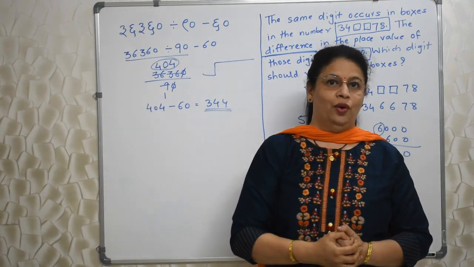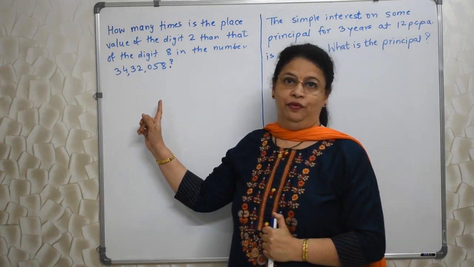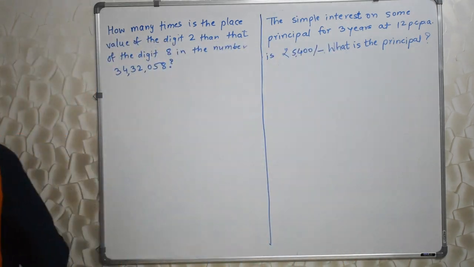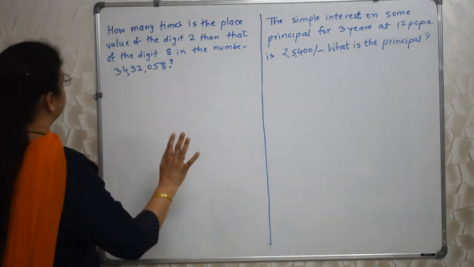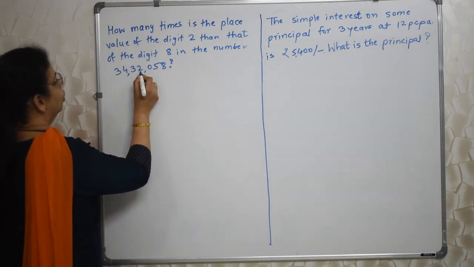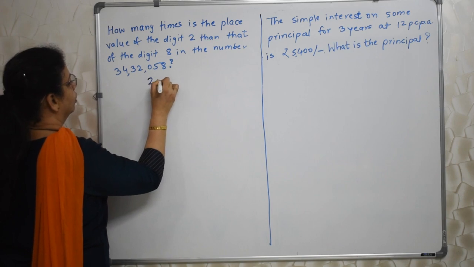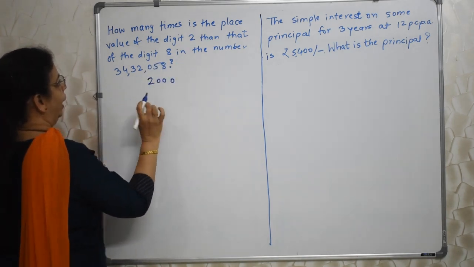Okay, बच्चे लोग, let's go ahead. Okay, students, read this sum very very carefully. How many times is the place value of the digit 2 than that of the digit 8 in the number 34,32,058? Digit 2 का place value कितना है? 2000. And digit 8, it's in the units place, so 8.